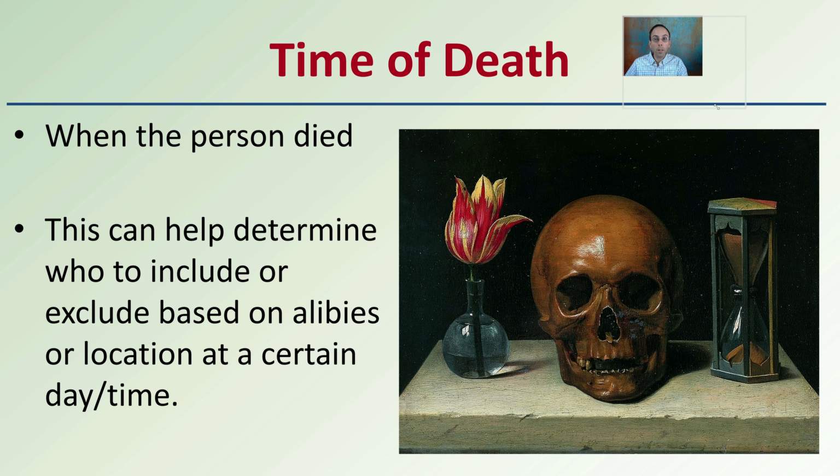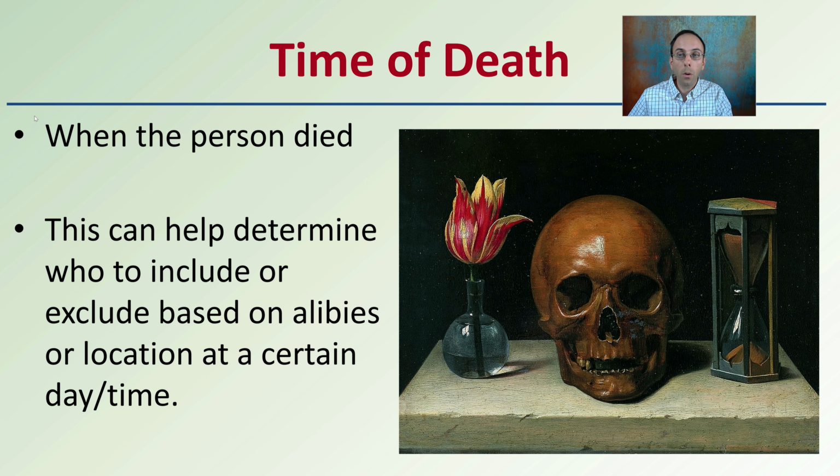And lastly, we have the time of death. A lot of times forensic investigators are trying to estimate or determine what time this was, and this is simply when the person actually died. This can help determine who to include or exclude based on alibis or location at a certain day or time. That's why it's such a crucial part of the investigation process to pinpoint the time of death. It even has to be estimated with as great a degree of accuracy as possible, given the information that can be gathered and collected.